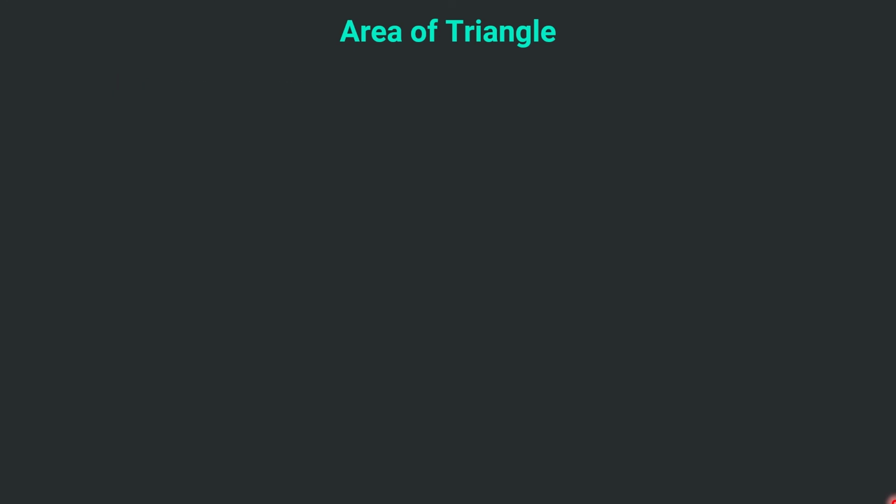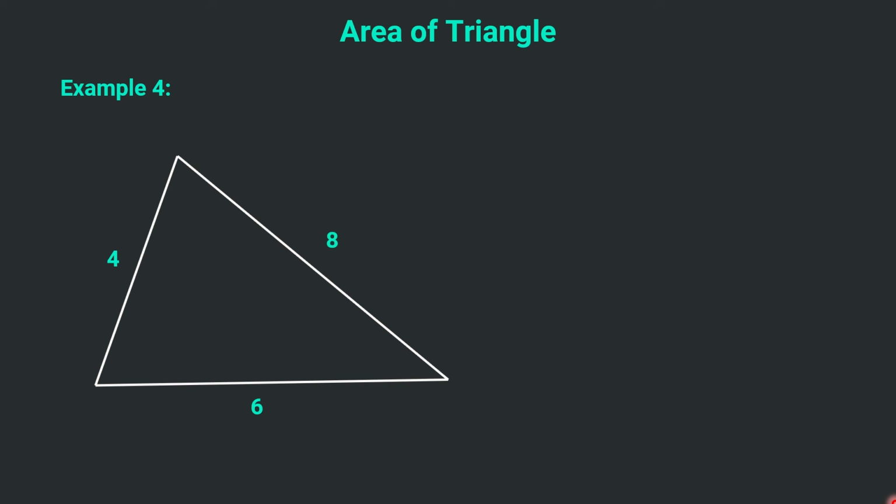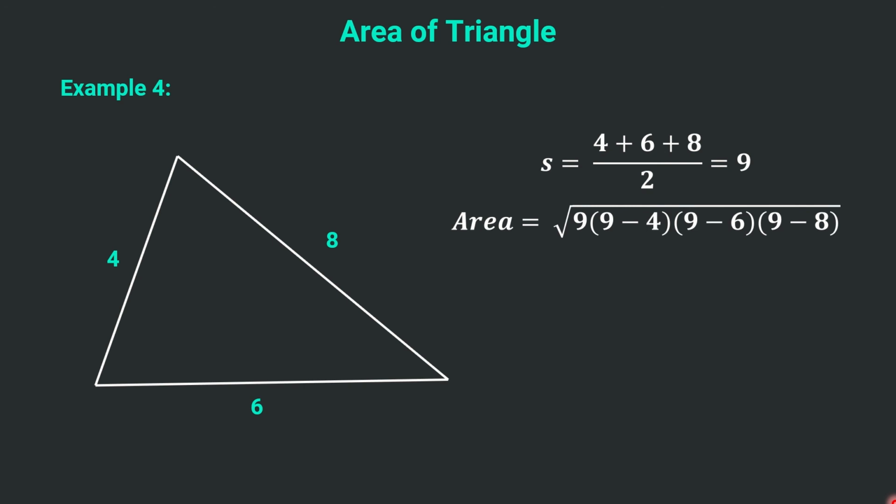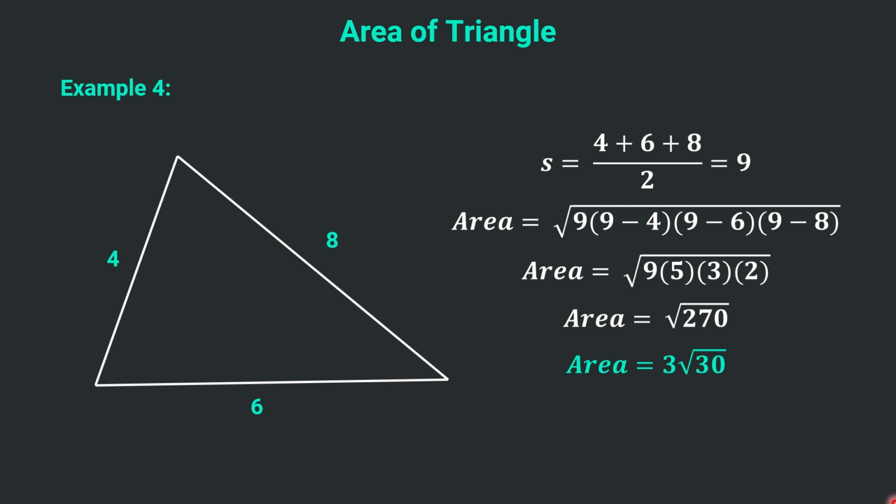So now let's see its example. We have a triangle with sides 6, 4 and 8. First of all, we will find out the semi-perimeter of the triangle. So that would be (4 plus 6 plus 8) upon 2, that means 9. Putting the values in the formula, we will get under root 9 into (9 minus 4) into (9 minus 6) into (9 minus 8), where 4, 6 and 8 are the three sides of the triangle and 9 is the semi-perimeter. So that will be equal to under root 9 into 5 into 3 into 2, or under root 270. In other words, we can say the area of the triangle is 3 under root 30.